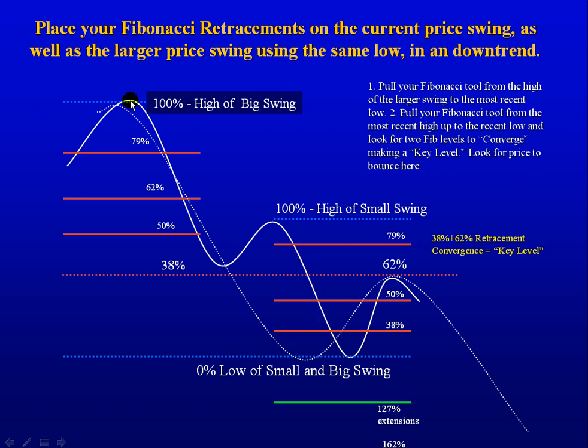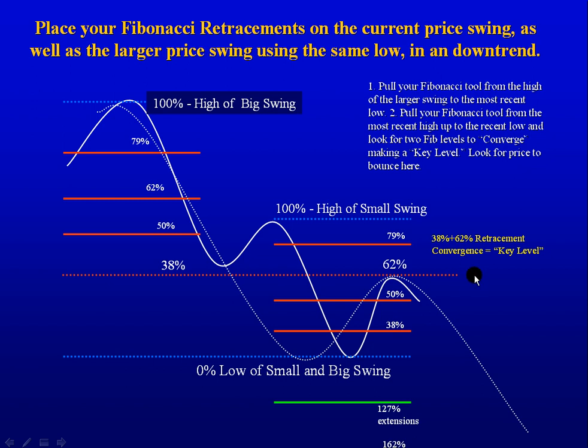On the big swing, from the highest high to the most recent low and retracement, it retraces 38%, then continues down. On the most recent high to the most recent low, price retraces 38, 50, 62%, which converges with the 38% retracement, and price continues down.